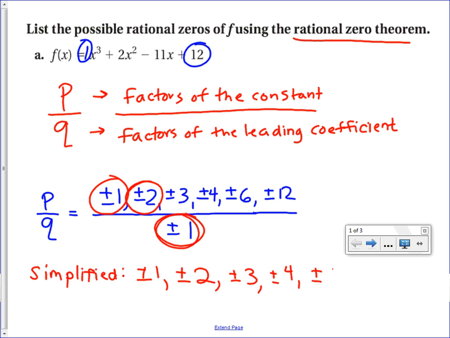So our simplified list here is just going to include all the same numbers from the top of the fraction. It's not always going to be this easy. For our first example, it's nice to have 1 on the bottom. So there is a simplified list of all of our possible zeros for this function. And if I wanted you to actually get the zeros, well then you would have to go through that list and use synthetic division to figure out which one works.